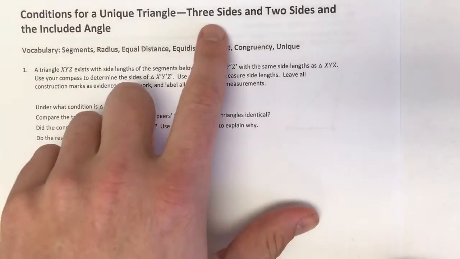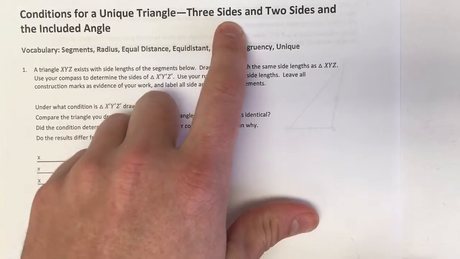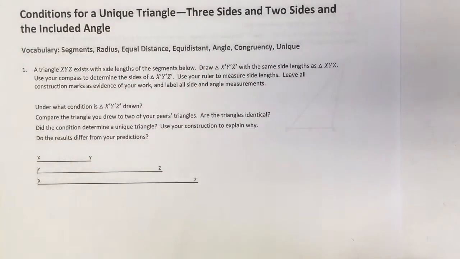And so what we're going to focus on are the possibilities of having unique triangles when we have three given sides or two sides and an included angle.